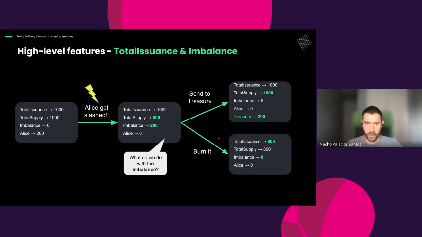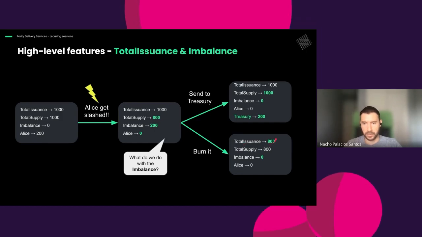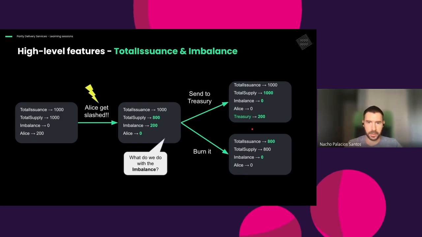Another option is to burn it. It's like, okay, I don't want to do anything with those 200 tokens. But in this case, we have to take care of updating the TotalIssuance. And then the same, they are equal. Everybody's happy.